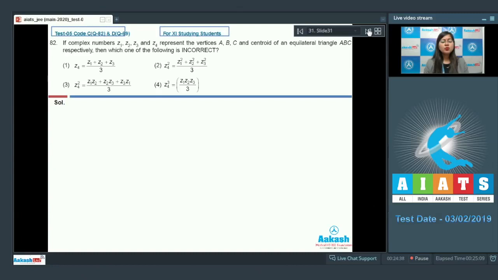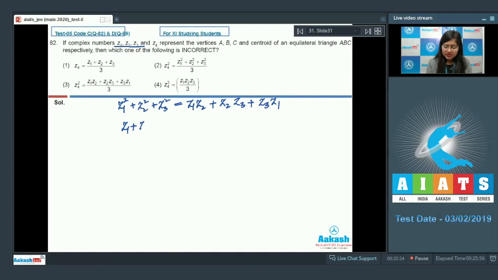Next is question number 82, which says that if complex numbers z1, z2, z3 and z4 represent the vertices A, B, C and the centroid of an equilateral triangle ABC respectively, then which of the following is incorrect? Now for an equilateral triangle ABC having vertices z1, z2 and z3, we know that z1 square plus z2 square plus z3 square is equal to z1 z2 plus z2 z3 plus z3 z1.